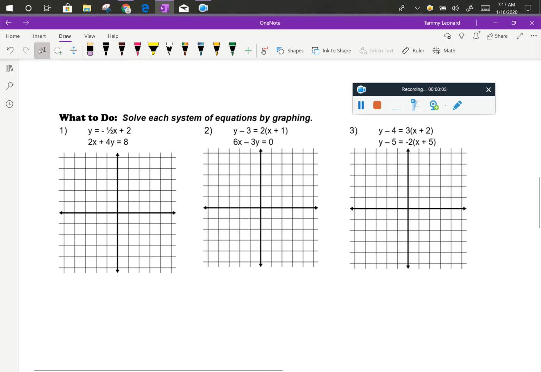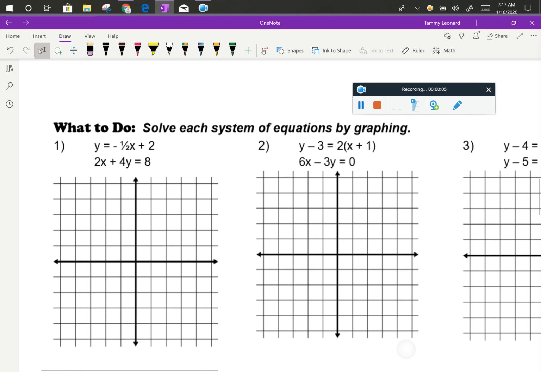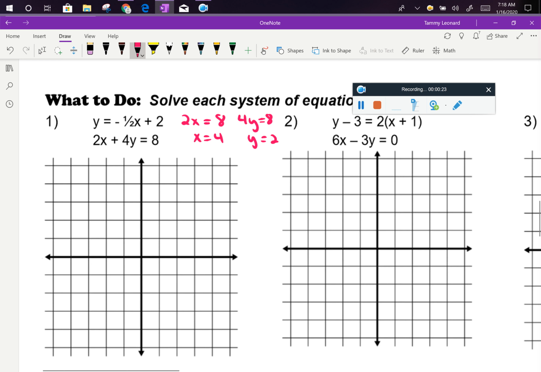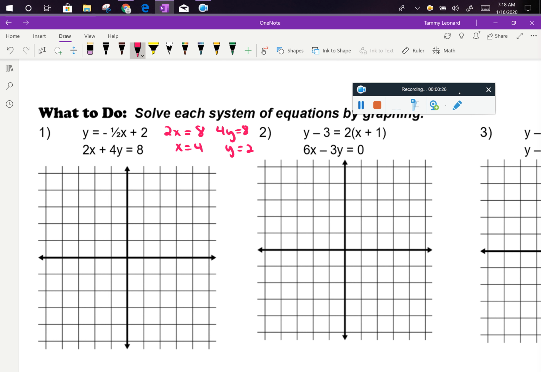To solve the first system, we're going to need to start by getting the x and y intercepts for the second equation. So if we let y equals 0, we can say 2x equals 8, so x equals 4. And if we let x equals 0, we can say 4y equals 8, so y equals 2. So I can see that I've got an x-intercept of 4 and a y-intercept of 2.